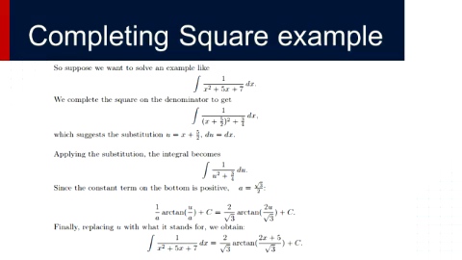If we take the integral, we'll get 1 over a arctan u over a plus c, which equals 2 over root 3 arctan 2u divided by root 3 plus c. Finally, when we replace u, we'll get 2 over root 3 arctan of 2x plus 5 over root 3 plus c.